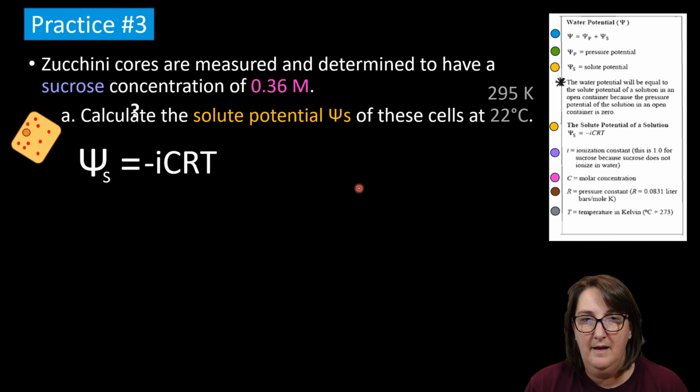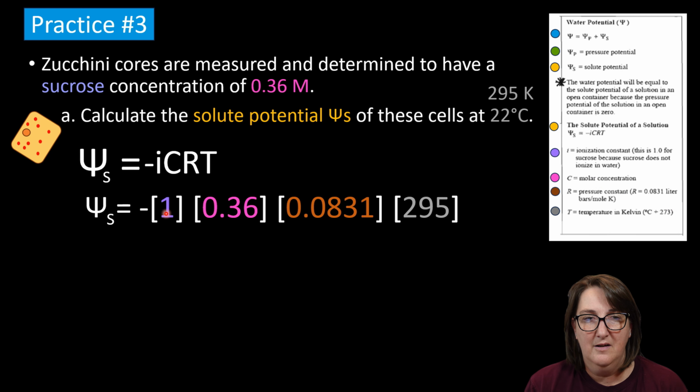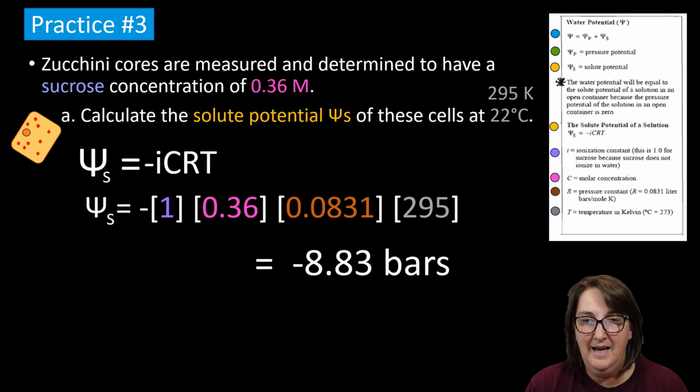Right there. So I'm going to go in and I need to write down my constant. So my constant will be this number right here. So I do 1 sucrose, I do my moles, I do my constant, and then I take this and I put this in. I multiply those together and I get negative 8.83 bars.